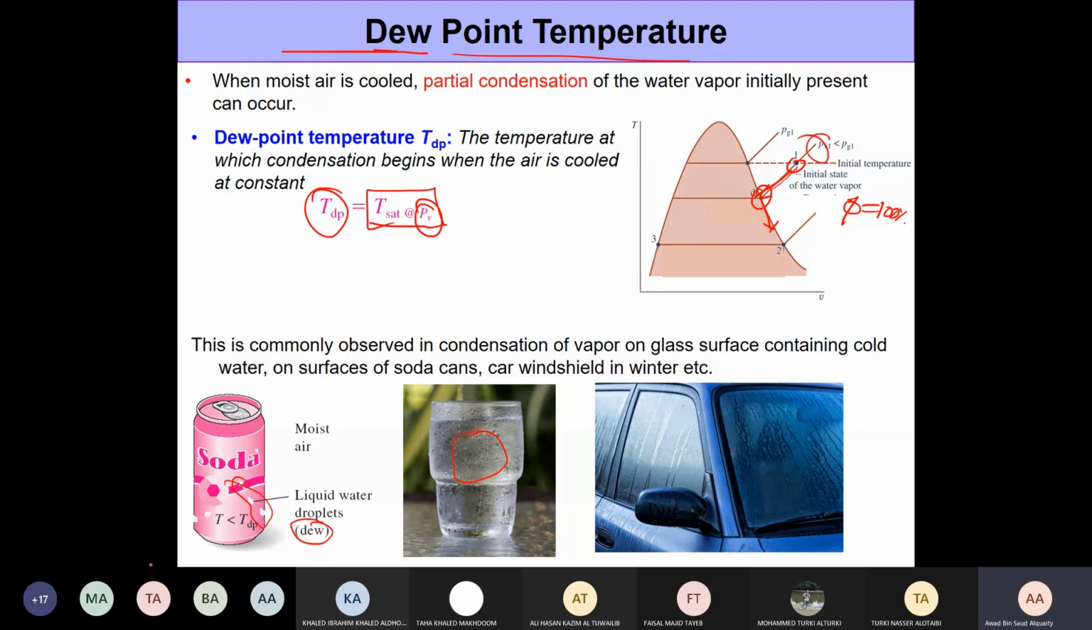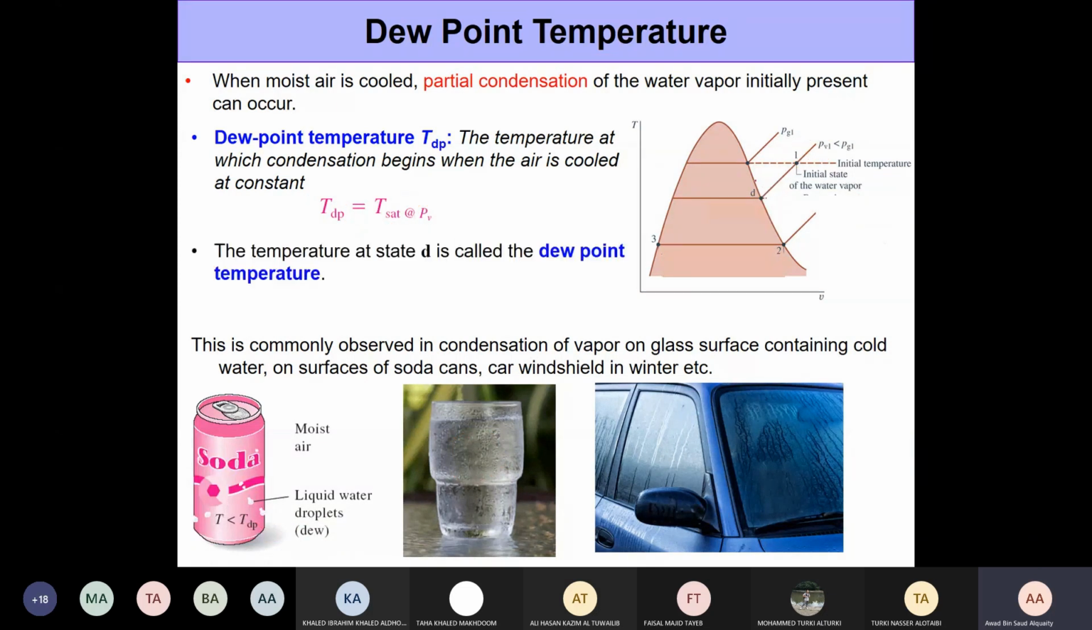So in this T-v diagram that we have on the right, the point D is actually the dew point temperature. If you keep cooling it till you reach a temperature corresponding to the temperature of state D, it'll still be in the vapor phase. But for temperatures below the temperature corresponding to TD, the condensation will start to occur. And this temperature corresponding to TD is what's called the dew point temperature, or TDP.